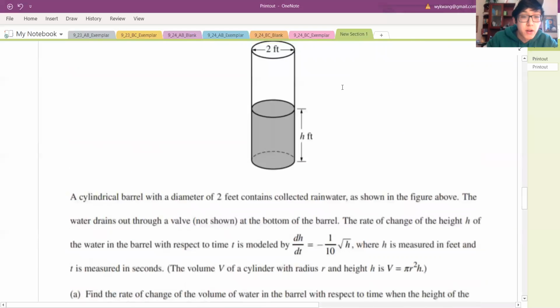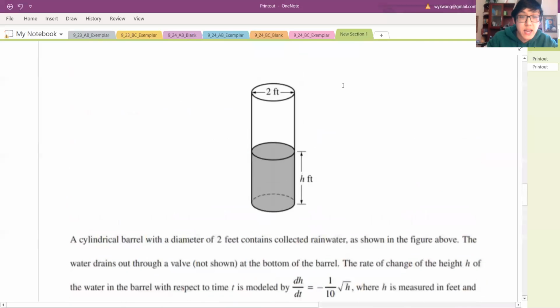A cylindrical barrel with a diameter of 2 feet contains collected rainwater as shown in the figure above. The water drains out through a valve, not shown, at the bottom of the barrel. So I'm guessing the height is decreasing. The rate of change of the height of the water in the barrel with respect to time is decreasing at a rate of that.